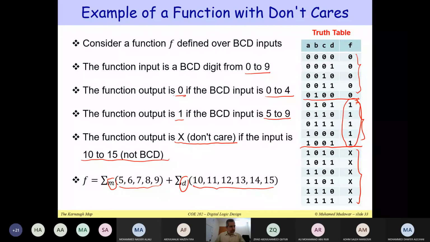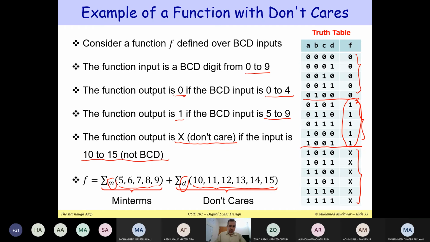So remember this notation. It's very important because I really need to distinguish between the minterms, the don't cares, and the max term. So now we have 3 possible things. Either the output is 0, this will be a max term, or the output is 1, it will be a minterm, or it is a don't care. Don't care means that either way is fine. So we write it as sigma D to indicate that this is don't care.